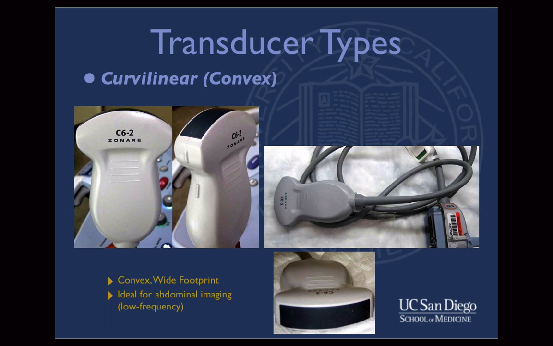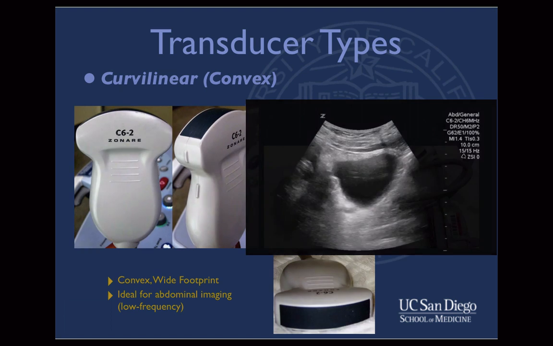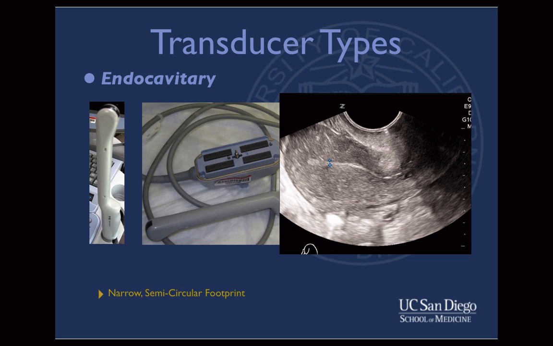This slide demonstrates the curvilinear probe. The curvilinear probe has a wide, convex footprint and is ideal for abdominal imaging as the probe typically allows the use of low-frequency scanning, allowing deeper penetration into tissue. The image formed on the screen will have a wide field of view. Lastly, the endocavitary probe has a narrow semicircular shaped footprint. Note the footprint and the on-screen image produced by the endocavitary probe.